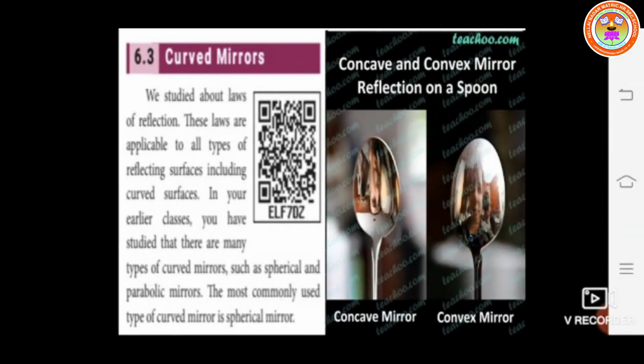Next topic, curved mirrors. In the last class we discussed the laws of reflection. The first law says the incident ray, the normal to the plane, and the reflected ray all lie on the same plane. The second law says the angle of incidence is always equal to the angle of reflection. These laws are applicable to all types of curved surfaces.